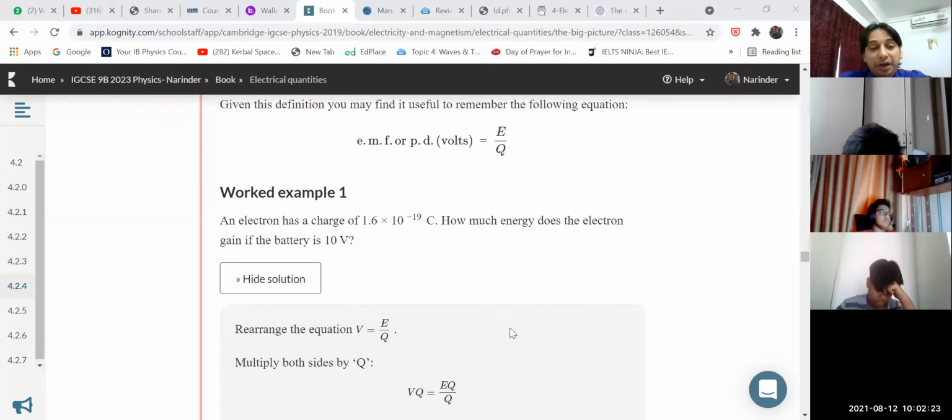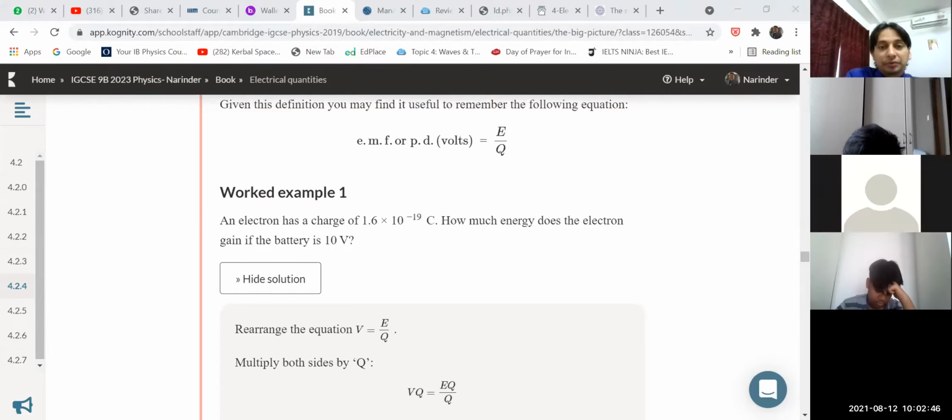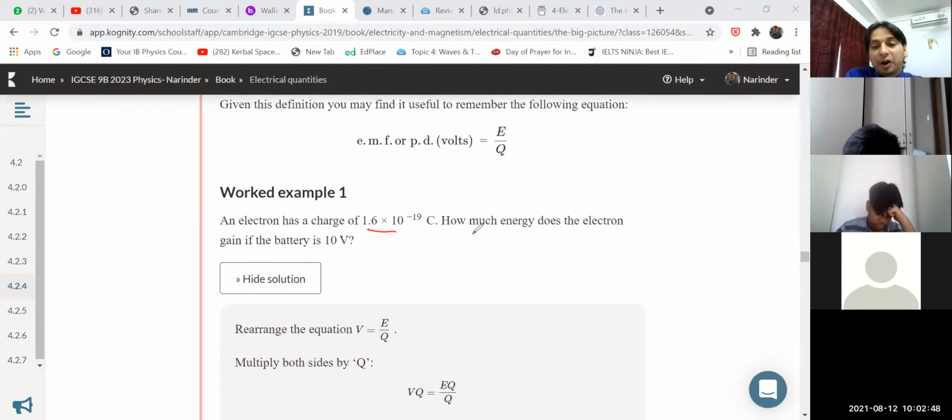Example number 1, children. An electron has a charge of 1.6 times 10 to the power minus 19 coulomb. How much energy does the electron gain if the battery is 10 volt? How will you do this question?